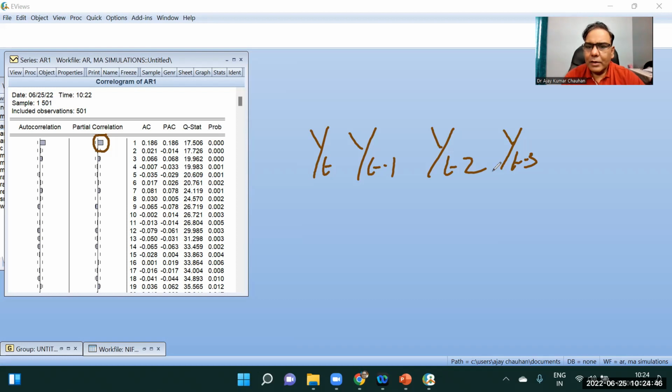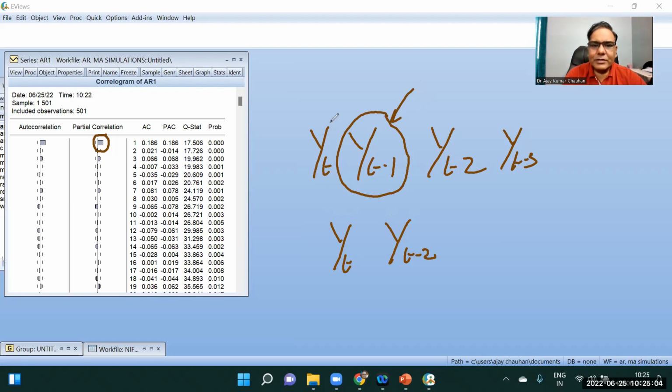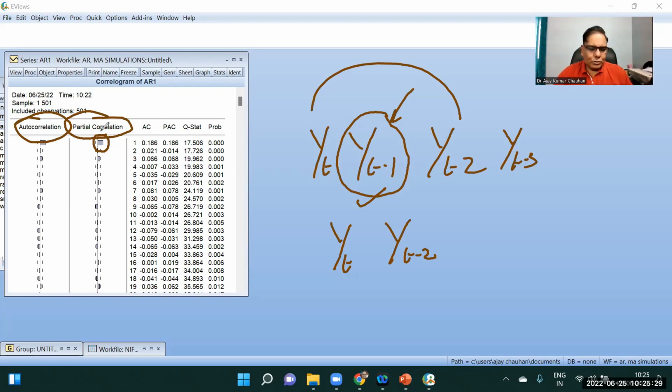Now, if I want to see the correlation between yt and yt minus 2, you need to remove the effect of this intermediate. If you remove the effect of this intermediate, this is called partial correlation. Partial correlation means after removing the effect of the intermediate series, whatever correlation is left is called partial correlation. And the correlation between yt and yt minus 2 without removing it is autocorrelation. After removing, it is partial autocorrelation. So I hope you understand the concept.